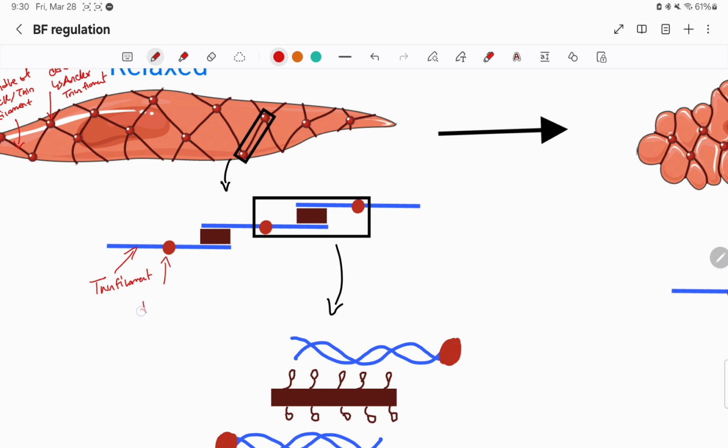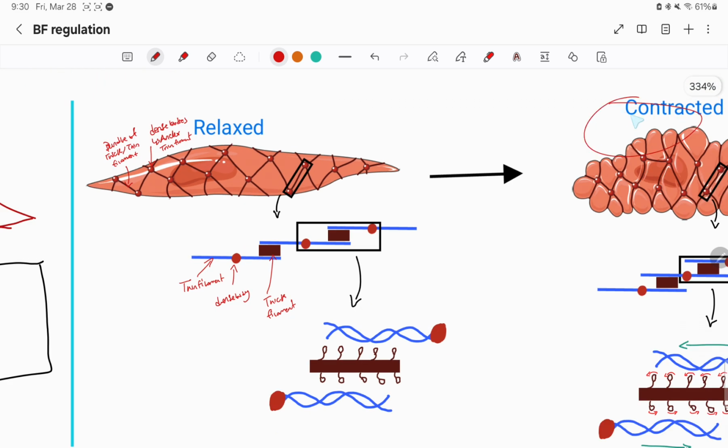Here is the dense body, okay? And right here in brown is going to be the thick filament, okay? Which is made out of myosin. And if you guys remember, in order for contraction to occur, myosin and actin have to interact. So anything that is increasing the myosin and actin cross-bridge formation is going to lead to contraction, and anything that is decreasing the myosin and actin cross-bridge is leading to relaxation, okay?